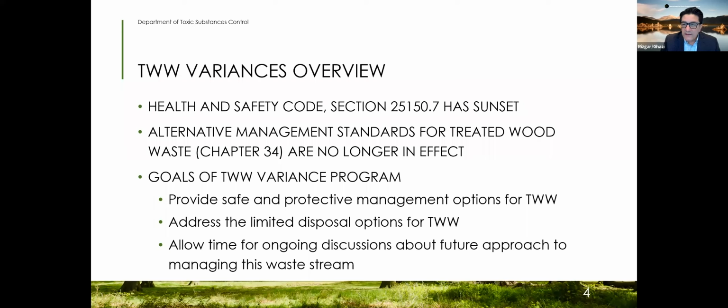DTSC, in consultation with the industry members, internally within DTSC and the governor's office, is proposing to issue variances for management of the treated wood waste under the alternative management standards as there were before. However, it requires the applicants to fill in an application and request a variance, and that's a process we talked about last week. In the next slides, Mr. Ryan Betty, supervisor for the permitting program, will walk you through the application process.